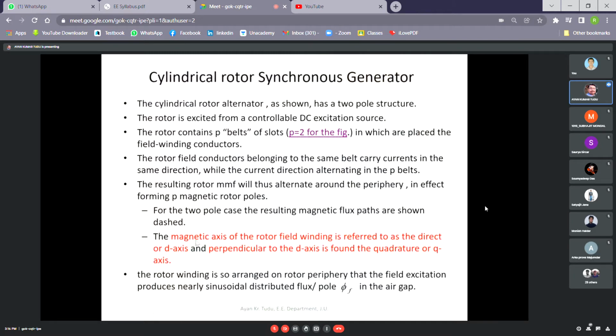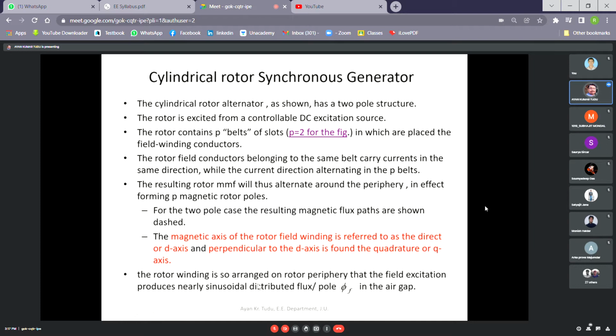Now the magnetic axis of the rotor field winding is referred to as the D axis, or the direct axis. Please remember this. Perpendicular to the D axis is the quadrature axis, also known as the Q axis. Now the rotor winding is so arranged on the rotor periphery that the field excitation produces nearly sinusoidal distributed flux per pole in the air gap.